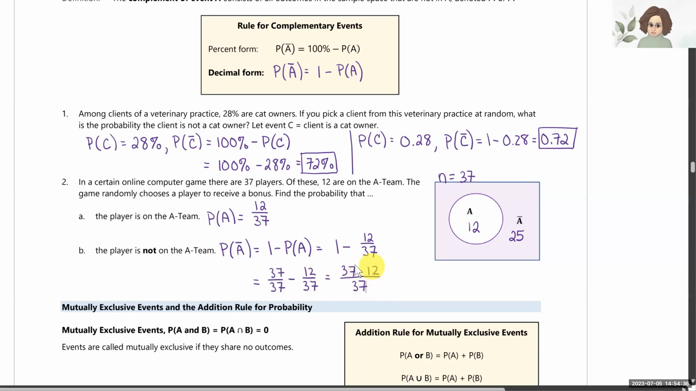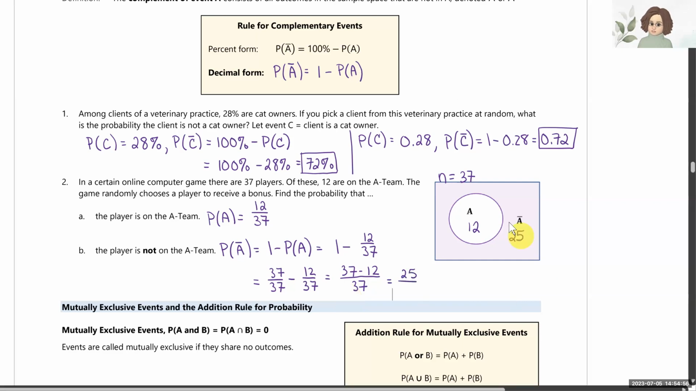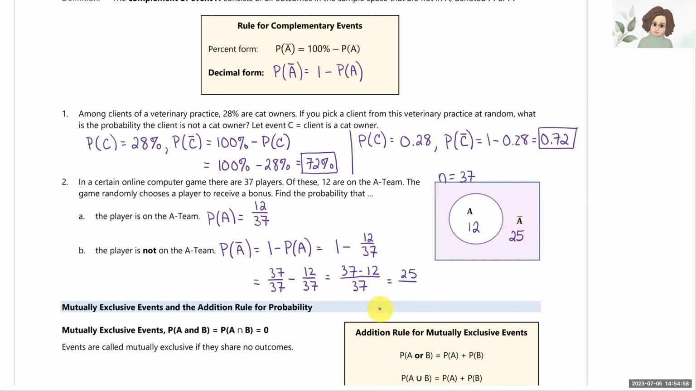So when I just write this final expression, I just want to read this as here's 37 over 37, that's the 1, and then taking away that 12 over 37, which was our probability of being on the A team. So just wanting to review fractions a bit. And that answer is, of course, the 25 we knew already there, 25 over 37.